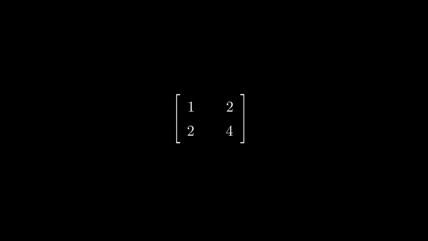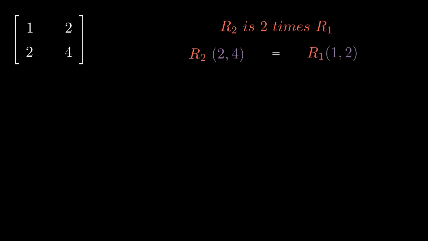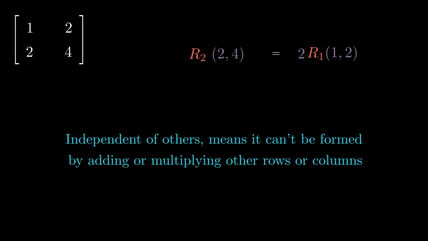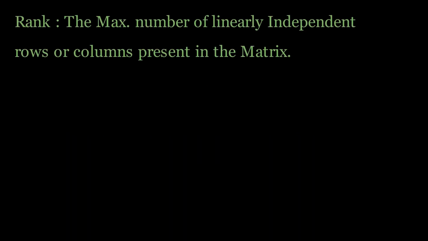Imagine a matrix. Now, this matrix has got two rows and two columns, out of which one is dependent on another one, meaning one row can be made from another one by simply performing some algebraic expression. As we see here, R2 is 2 times R1. So now that you know what independent means, let's get back to rank. Again, to summarize, it is the maximum number of linearly independent rows or columns present in the matrix.